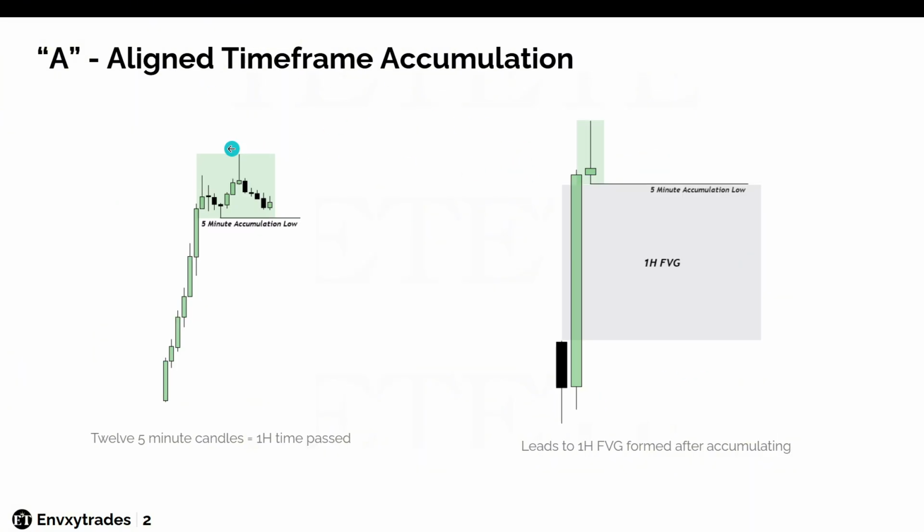Here's another example. We have a 5-minute accumulation right here. This is the accumulation low, and there's 12 5-minute candles that accumulate, and this on the higher time frame leads to a 1-hour fair value gap being formed. So a core concept to understand is whenever we have an expansion then an accumulation, we're typically forming a sense of internal range liquidity.